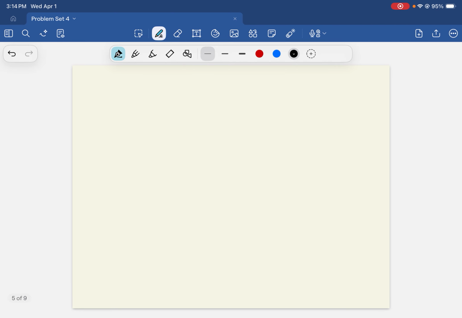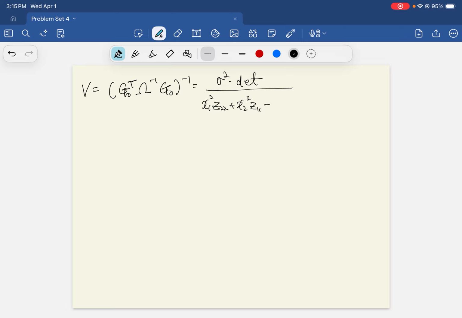And then the asymptotic variance is its inverse, G0 transpose omega inverse G0, inverse, right? That is sigma squared times the determinant in the numerator, over x1 squared z22 plus x2 squared z11 minus 2 times x1 times x2 times z12.